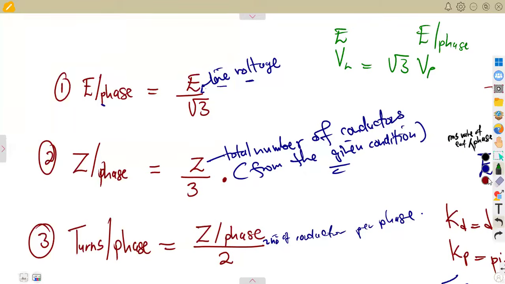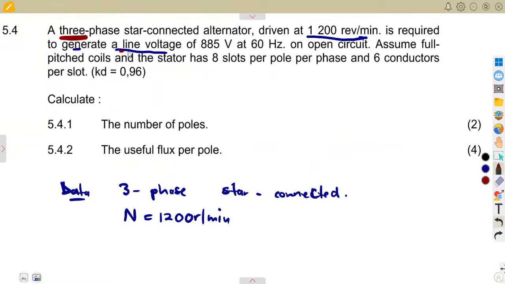So take note of the information. This is the line, but generated. So this is E generated of 885 volts, which you can write even as EL if you have a misunderstanding. But this is just E for the line. Just know that this is the line generated voltage, or the line generated EMF.